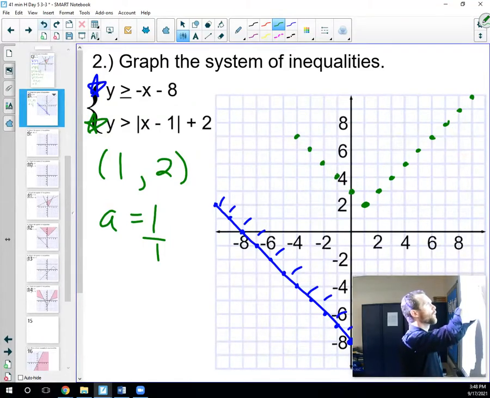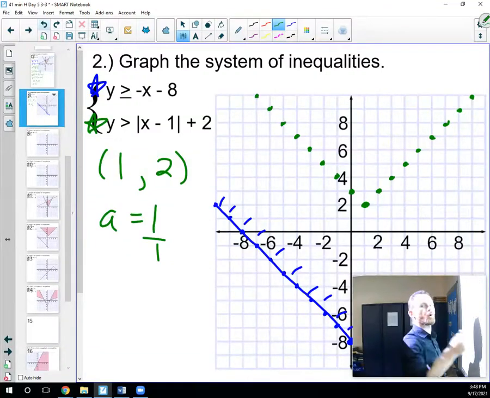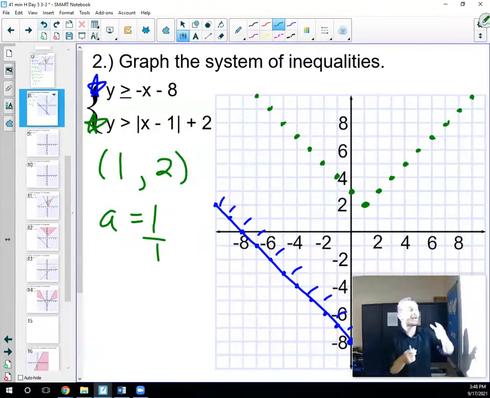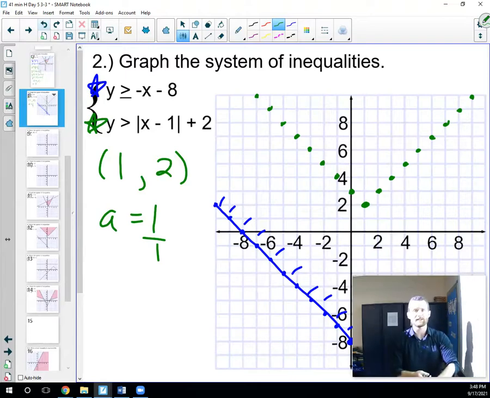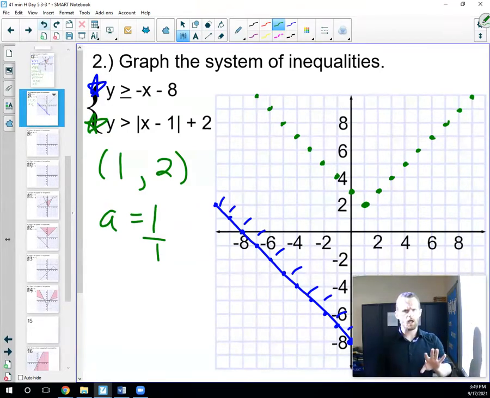You have to know what kind of shape your graph is going to be before you start graphing it. You don't have to know exactly where things are going to be overlapping, or exactly where all the points are going to be or the intercepts or anything like that. But you've got to know, is it a line? Is it a V? Okay, where was I?